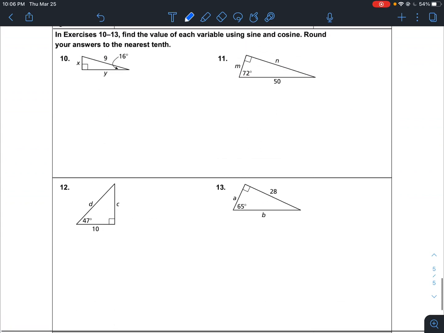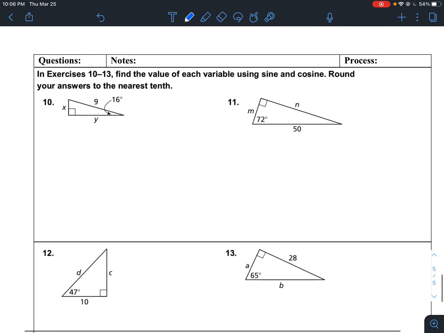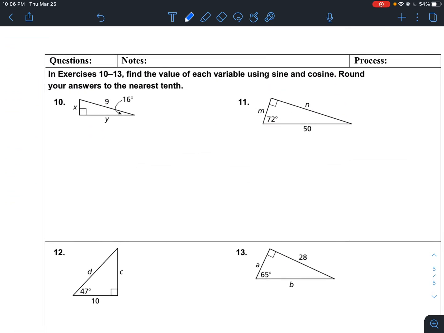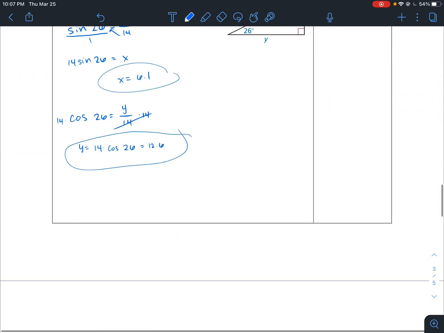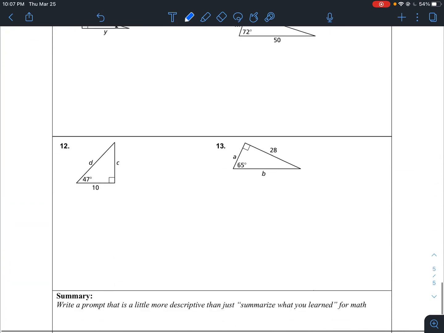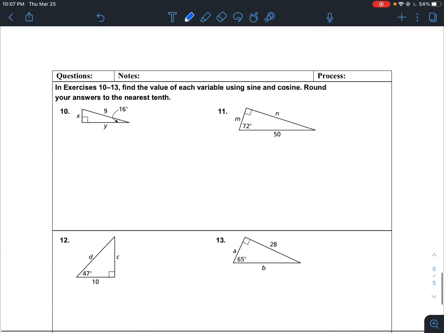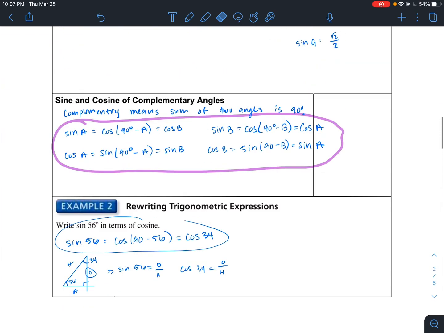Now there are some more examples here. This is just using sine and cosine to find the missing variable, which is what we did right here. So you can use this example to model it and use it to find your missing side lengths using sine and cosine ratios. Okay, all right. So that should wrap it up for us.